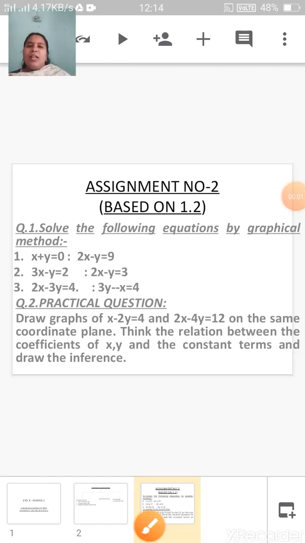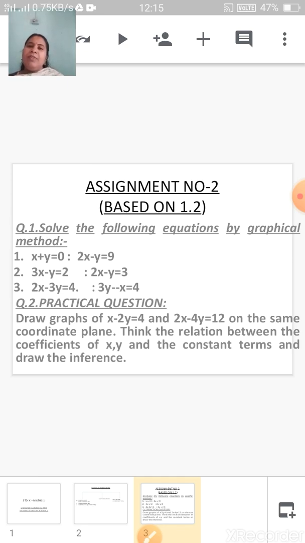Now we come to the last part of the session. As I have told you already, each session will have assignment questions, which you are supposed to submit once we come back to the school. Now this assignment number 2 is based on the practice set which I have just now finished, that is 1.2. Question number 1 is solve by graphical method. There are 3 questions, please note it down, and on 3 different graphs you have to find the point of intersection and hence find the values of x and y.